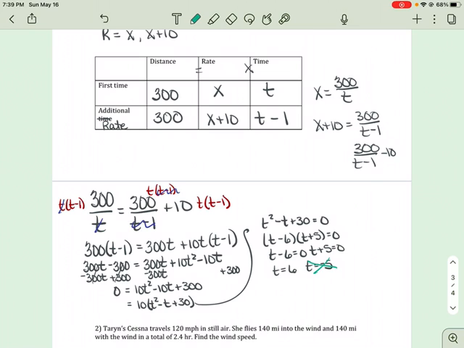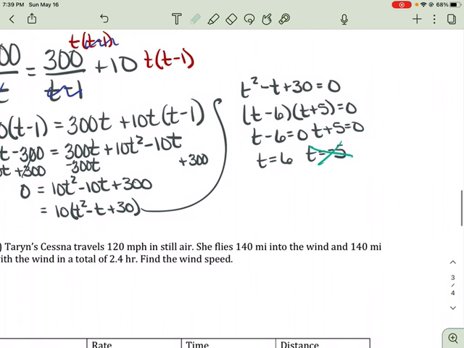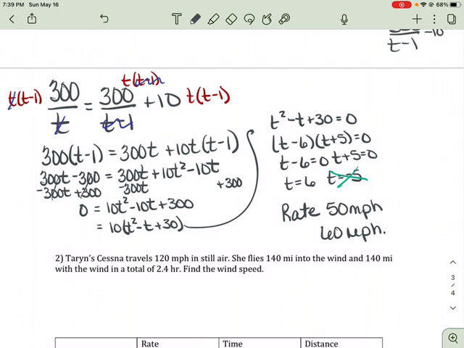So 300 divided by 6, our rate would be 50 miles per hour, and that makes sense. And 300 divided by 5 would be 60 miles per hour, so that makes sense. We want to make sure we answer the question. Our rate would be 50 miles per hour, and with the additional speed it would be 60 miles per hour. We're going to stop there.